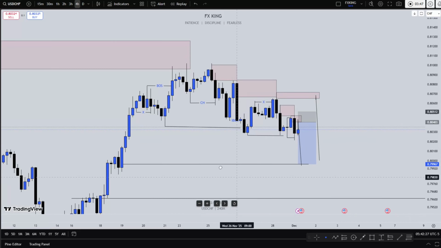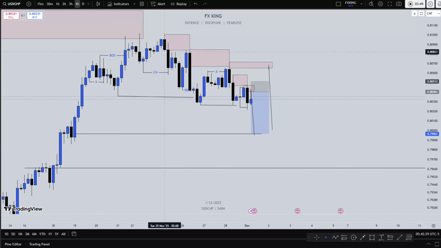After taking out that low, you can see that we had the market mitigate this order block. So it first mitigated this order block, then took our liquidity on these two highs here. Let me mark them out. Took our liquidity on our two highs here.